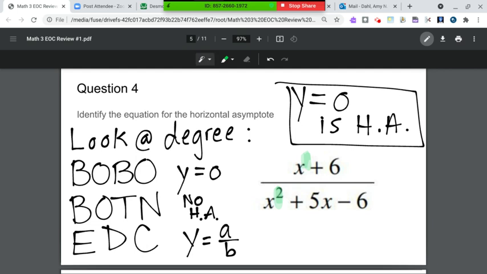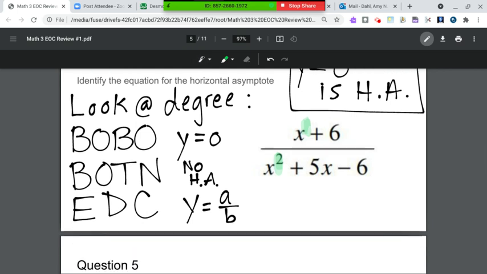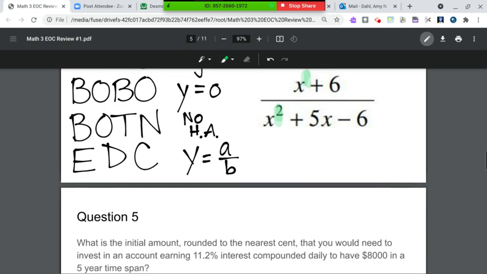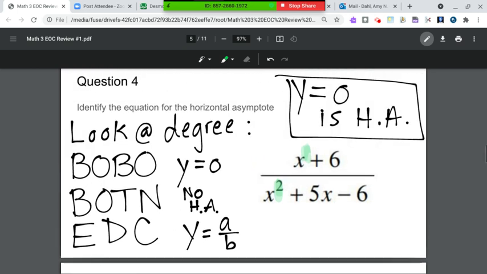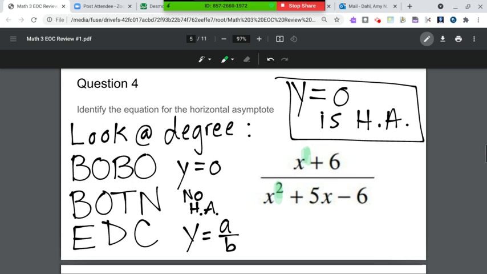I never memorized these, by the way. Well, now you can. So if it's on the bottom, the degree is bigger, it's 0. Top, there's no asymptote. And if they're equal, you take the numbers in the front, the coefficients. So say the top was x squared, would it just be 1? That's correct.